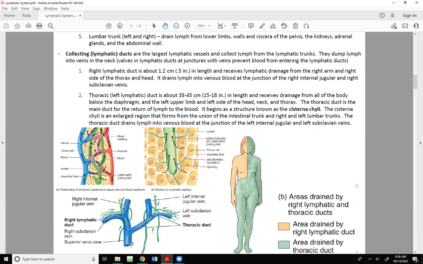It receives drainage from all parts of the body below the diaphragm, the left upper limb, the left side of the head, neck, and the thorax. So everything that's shaded green, which is like what, the other 80% of the body. It begins as a structure known as the cisterna chyli, which is an enlarged region, formed from the union of the intestinal trunk and the right and left lumbar trunks.